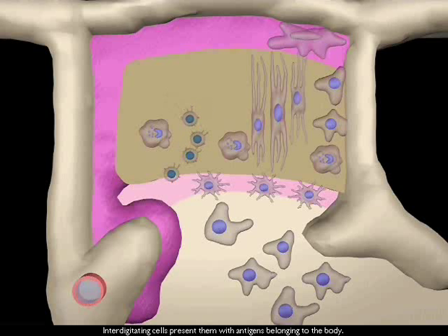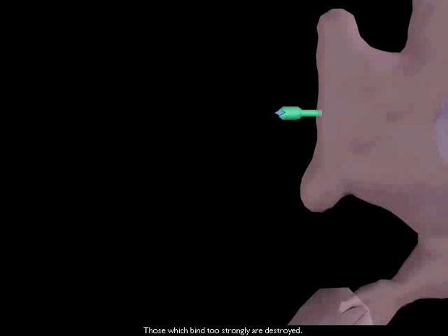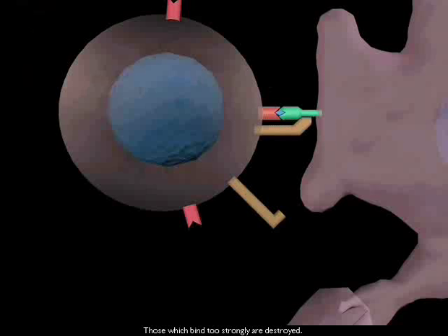Interdigitating cells present them with antigens belonging to the body. Those which bind too strongly are destroyed. This is called negative selection.